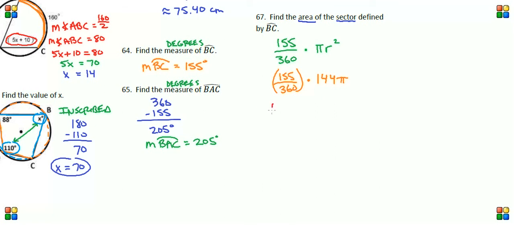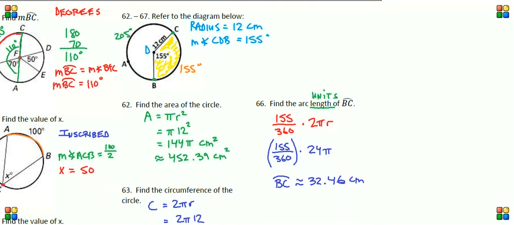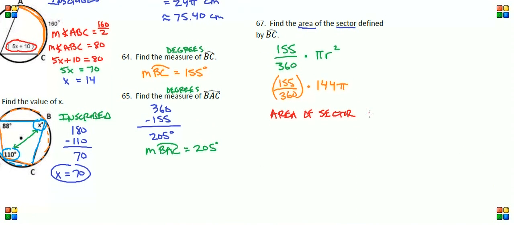the area of sector, and really we should be using the center point, it should be sector CDB, but the question doesn't say that, so we'll just say sector BC is approximately 194.78, and this is area. Area is two-dimensional, so we're going to use a unit of measure of centimeters squared. 194.78 centimeters squared.